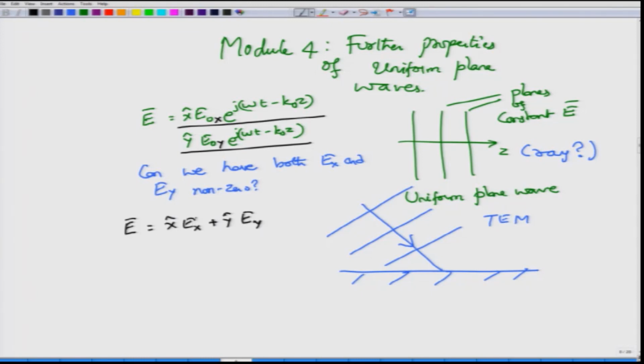Here Ex is E0x e power j(omega t minus k0 z), and Ey is E0y e power j(omega t minus k0 z). Please note that the values of k0 and omega are not functions of x and y, not functions of the direction of the electric field, because this medium is what is called an isotropic medium. For an isotropic medium, the properties of the fields do not depend on the direction in which the electric and magnetic fields are oriented.